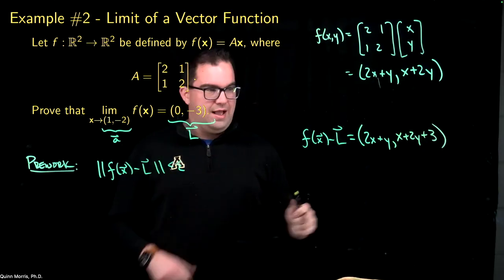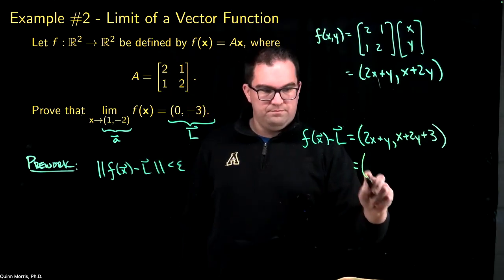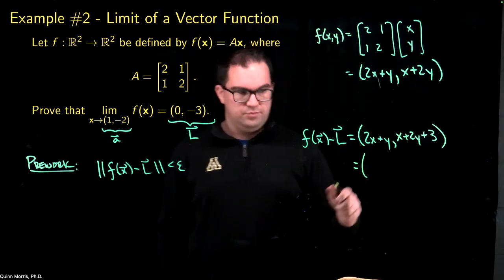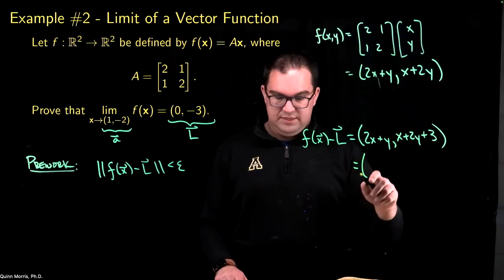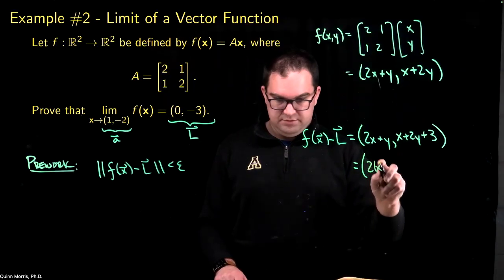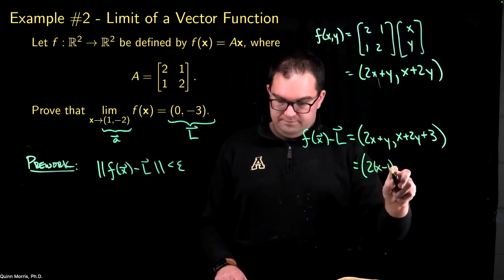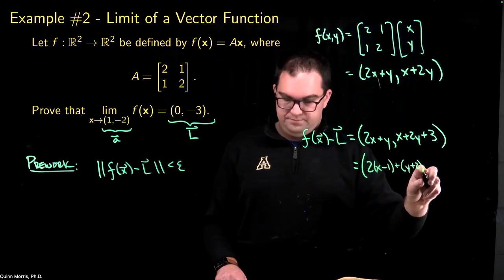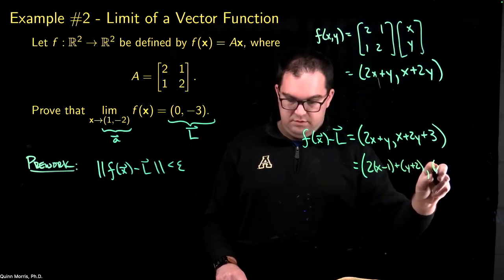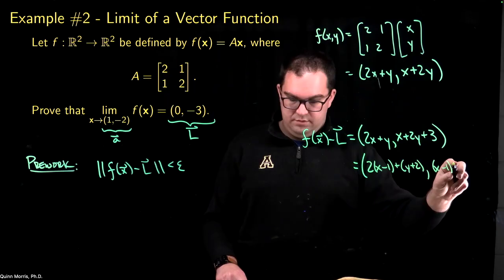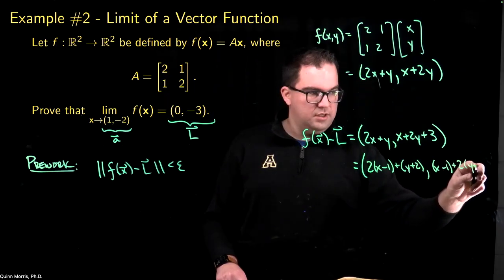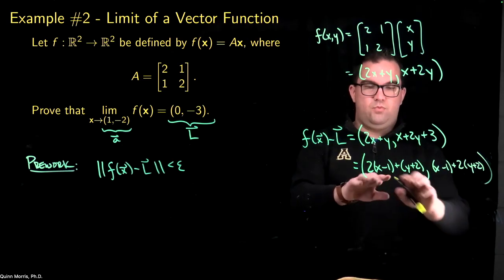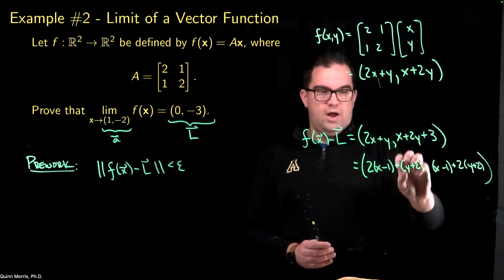It's going to be helpful, though, to have it written in a slightly different form, and I'll explain why in a second. And in the written work, I've shown all the algebra to do this. You can also express this as 2 times x minus 1 plus y plus 2, comma, x minus 1 plus 2 times y plus 2. Now, you'll notice that I've rewritten this so that instead of just having x and y, I have x minus 1 and y plus 2.